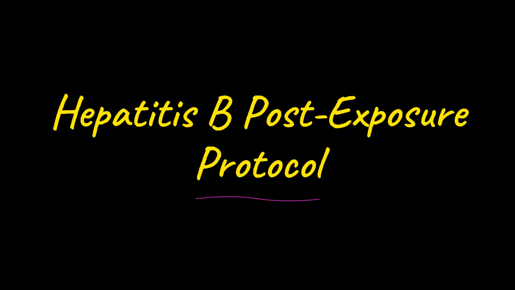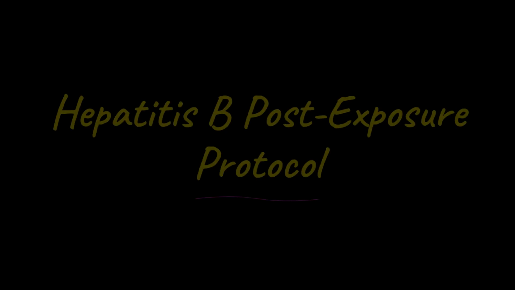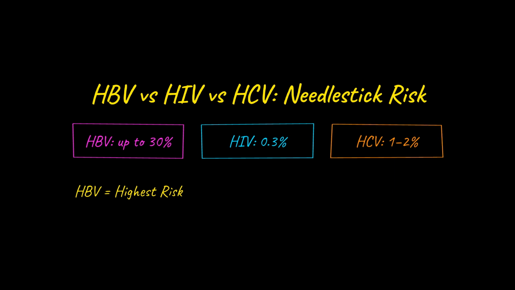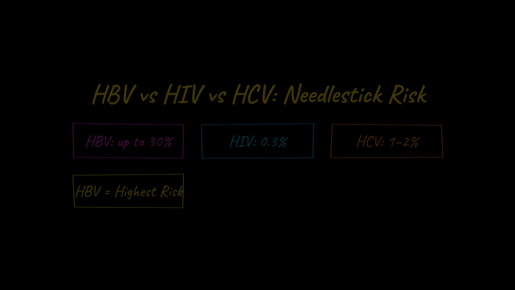Hepatitis B is the highest risk blood-borne pathogen for needle-stick transmission, far exceeding HIV's risk from the same exposure. Hepatitis B carries a needle-stick transmission risk of 6 to 30% in unvaccinated individuals. By comparison, HIV transmission from a single needle stick is roughly 0.3%. Hepatitis C falls in between, but unlike hepatitis B, it has no approved post-exposure prophylaxis, only monitoring and early antiviral treatment if seroconversion occurs.